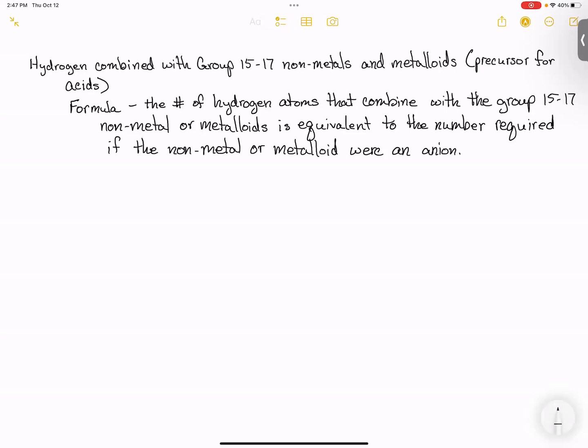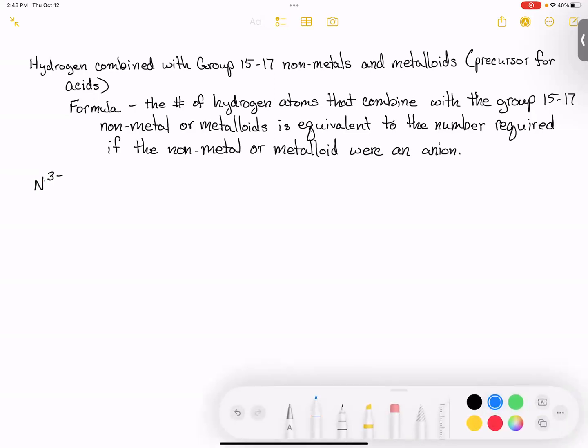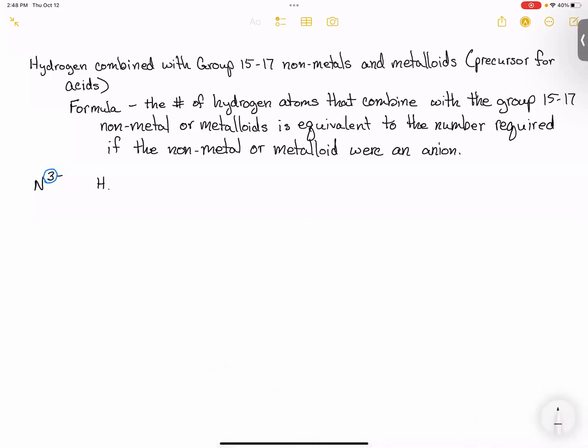Let me just illustrate what I mean by this. So for example, we know that nitrogen, when it is an anion, has a 3- charge. What we're going to do is the number of hydrogens that we're going to add is going to be equivalent to that 3 in the 3- charge. So the formula for this compound with nitrogen would be H3N. Phosphorus, again, because it has that 3- charge, it would form a formula of H3P, as would arsenic.